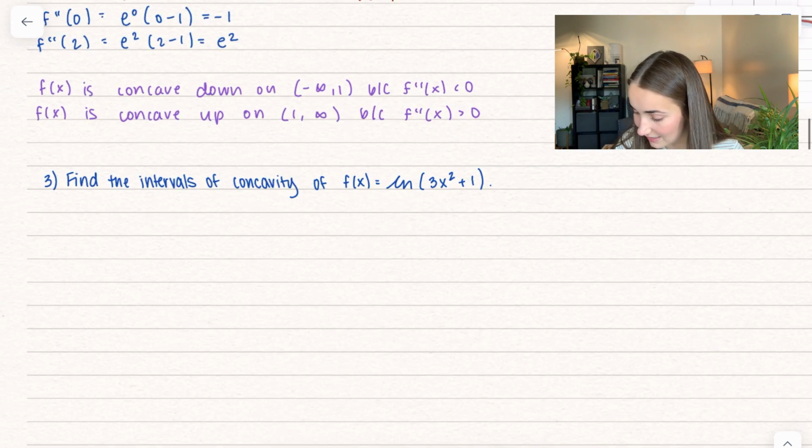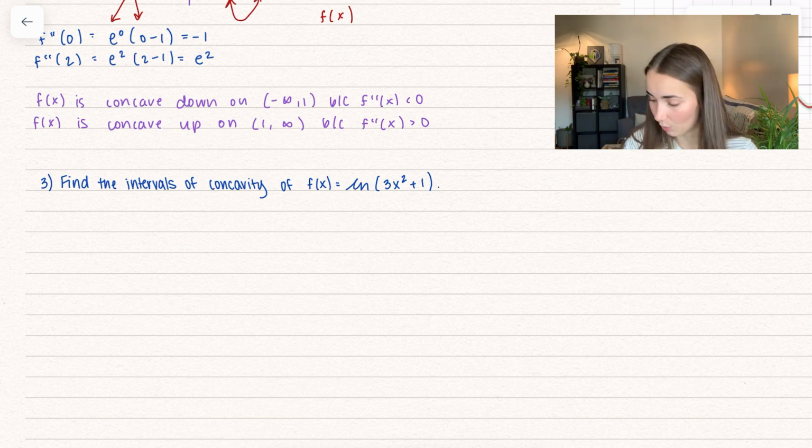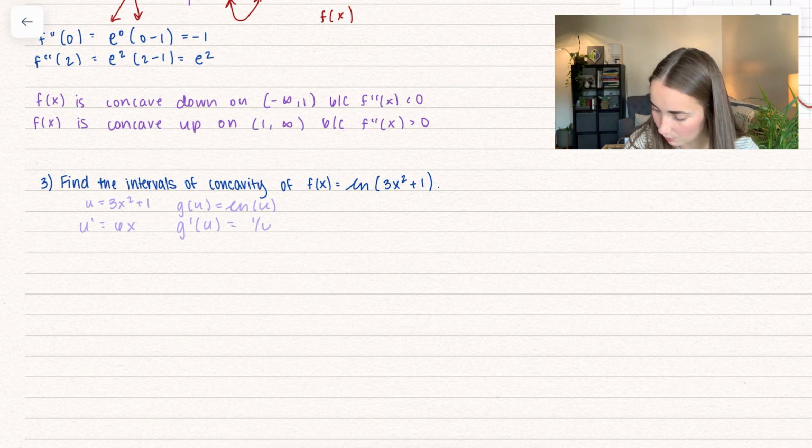And now we have a natural log function. So we have natural log of 3x squared plus 1. So in order to find our first derivative, we actually need to use chain rule. So my inside is going to be u equals 3x squared plus 1. And then our outside, g of u, will be the natural log of u. So u prime is going to be equal to 6x, and let's say g prime of u is going to be 1 over u. So this helps us find our actual derivative.